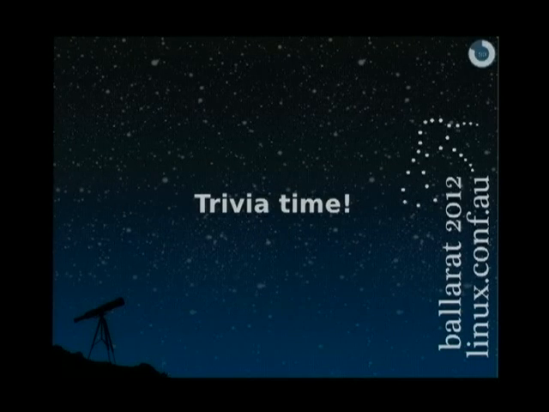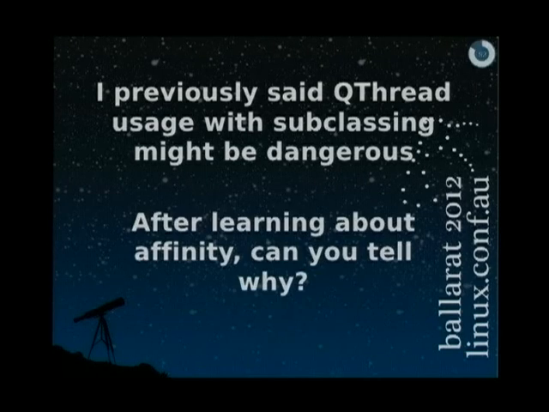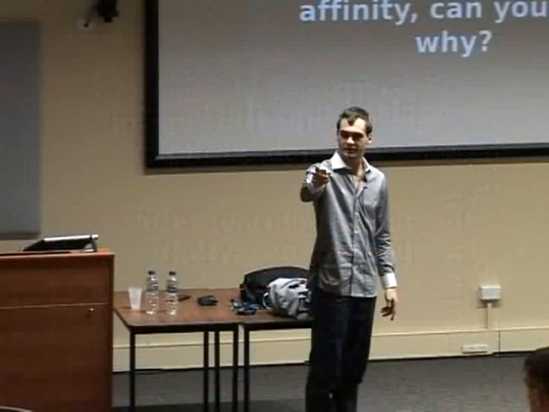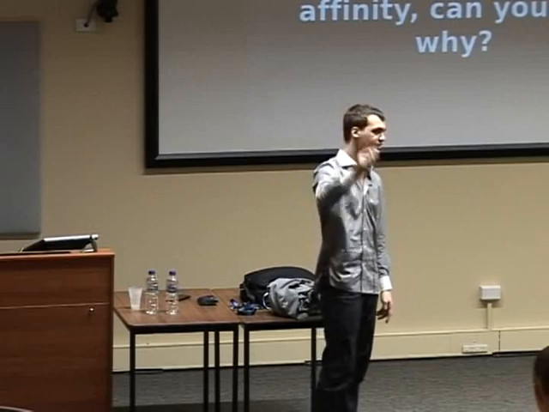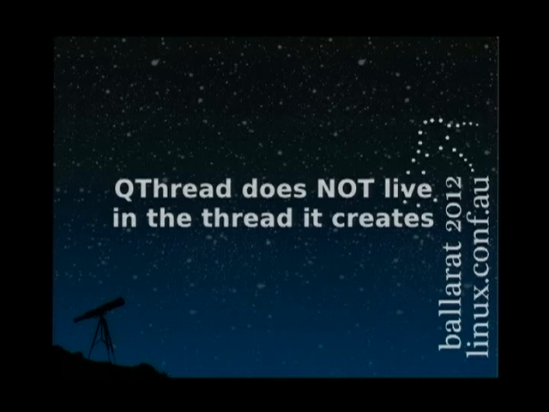Now it's trivia time. After I told you all of this, do you remember I said that QThread usage with subclassing is actually dangerous? After everything you've learned, is anybody able to tell me why using a QThread by subclassing can be very dangerous? Does anybody know the answer? You. Often the QThread object belongs to the parent thread. And you are correct. We have a winner. QThread does not live in the thread it creates. You're actually 99% correct, because this happens every time.